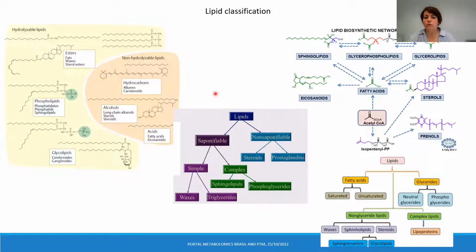Depends on different properties of lipids, we can classify them in very, very different ways. You can find in the literature dozens, literally dozens of different classifications, depends which properties of lipids we will consider. And today I would like to stick to the classification provided by LIPID MAPS.